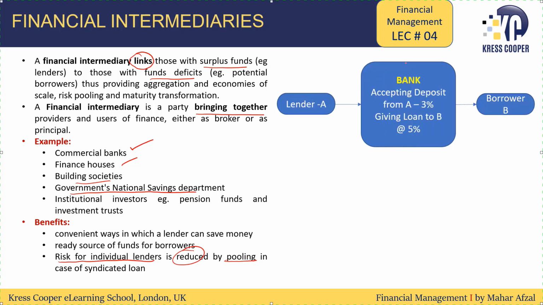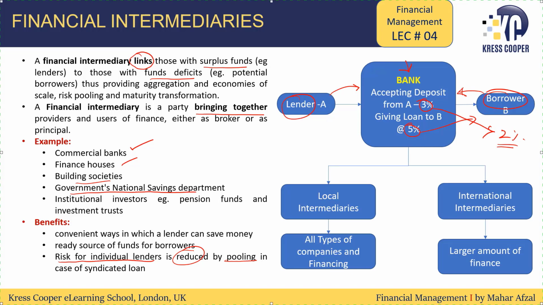Let's take an example. This is a bank. This bank is acting as a middleman. This is the lender. Lender A has surplus funds. The borrower is party B, who is in need of money and will approach the bank for it. Lender A has already given money to the bank in the form of deposits. So what will the bank do? The bank has taken the deposits at 3% and given the loan at 5%. The bank will make a commission. This is the income of the bank.